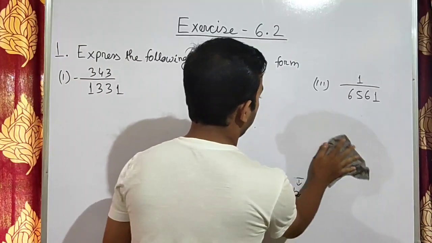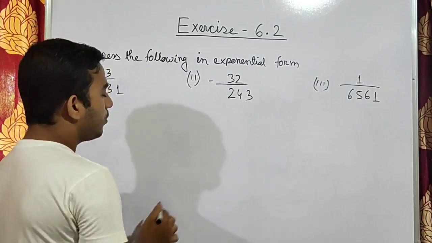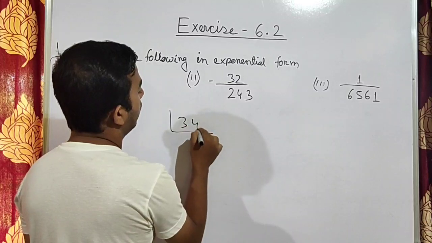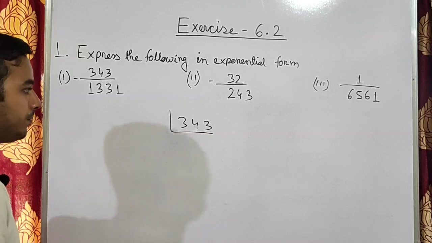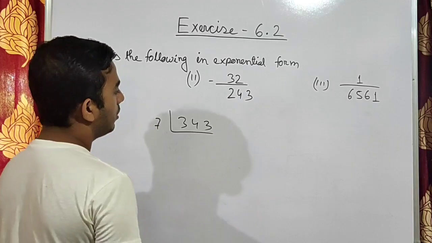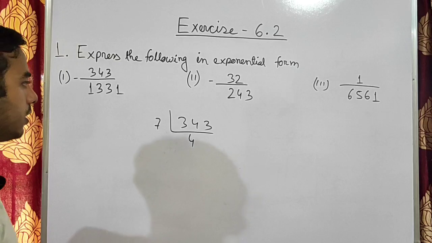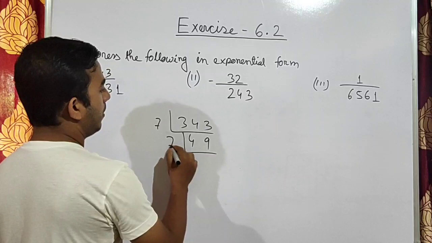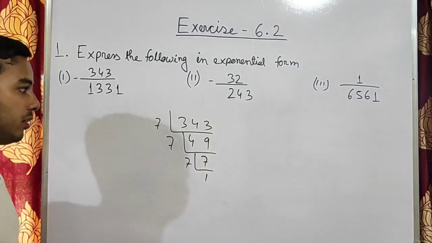So first look at the board. We have to find the factors of 343, isn't it? So write 343. Now it is divisible by which number? 7. Let's see with 7. 7 into 4 is 28. Then 63, 7 into 9 is 63. Then again 7 into 7. Clear? Then 7 into 1. Up to this clear? Very good.